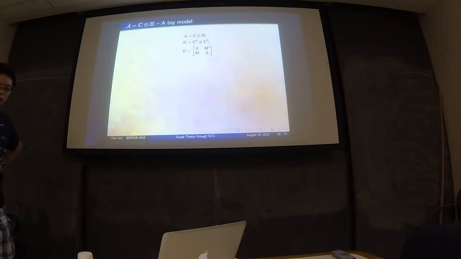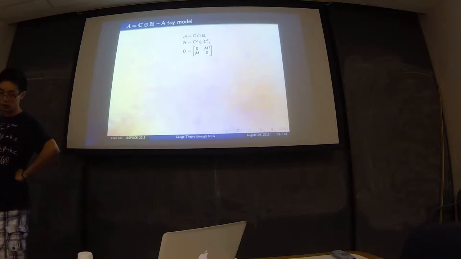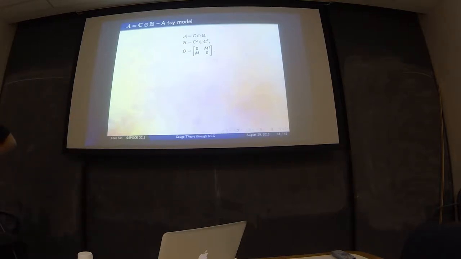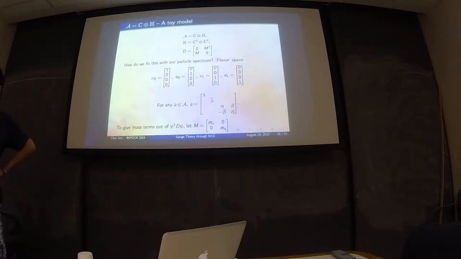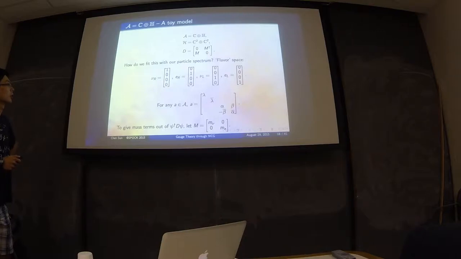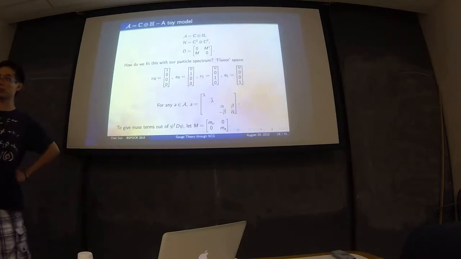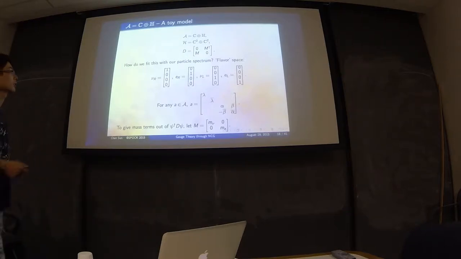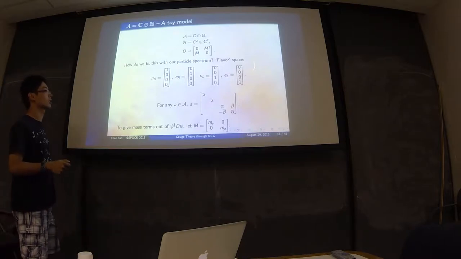Right. So in this model, we have the algebra C plus H. This H is the quaternion algebra. And we can choose the representation as C2 plus C2. And the Dirac operator has two parts, and this M is a 2x2 complex matrix. So we can identify the basis with the particle spectrum. For example, we have this as the right-handed neutrino, and the right-handed electron, and so on and so forth. Since this describes the flavor space, it does not know whether it's a lepton or a quark, so this basis could define anything, like a right-handed up quark, for example, and this could be a right-handed down quark. Okay, so this is just the flavor space.